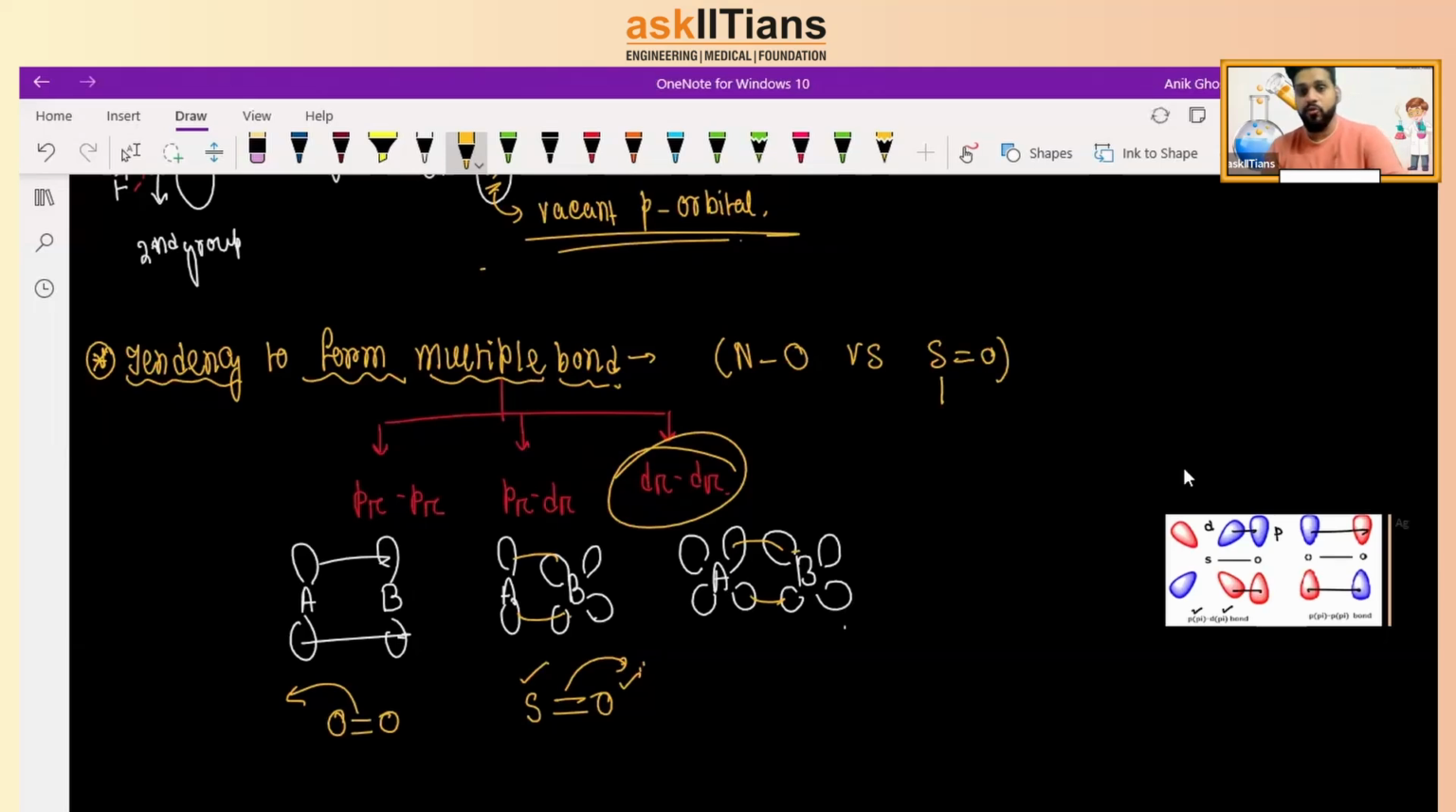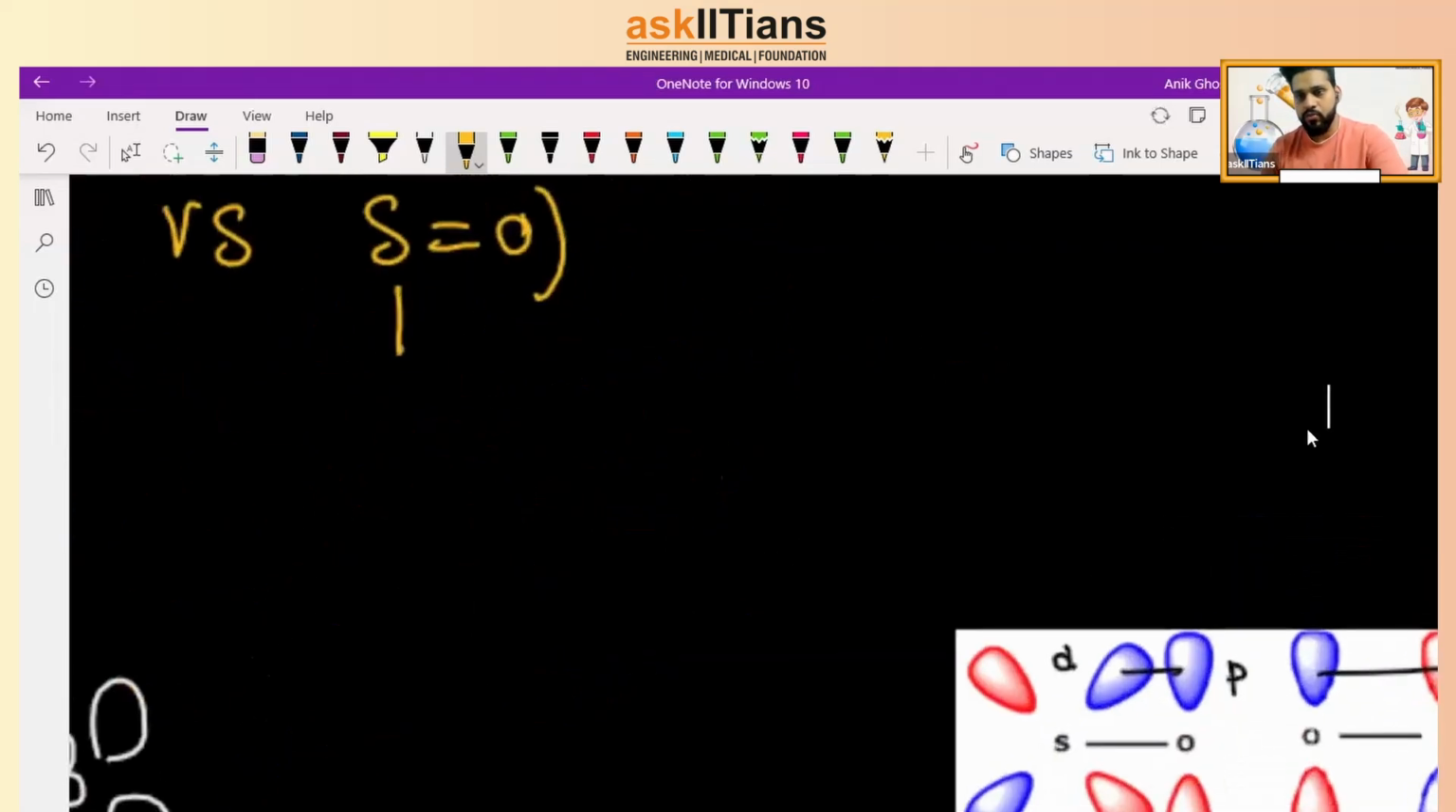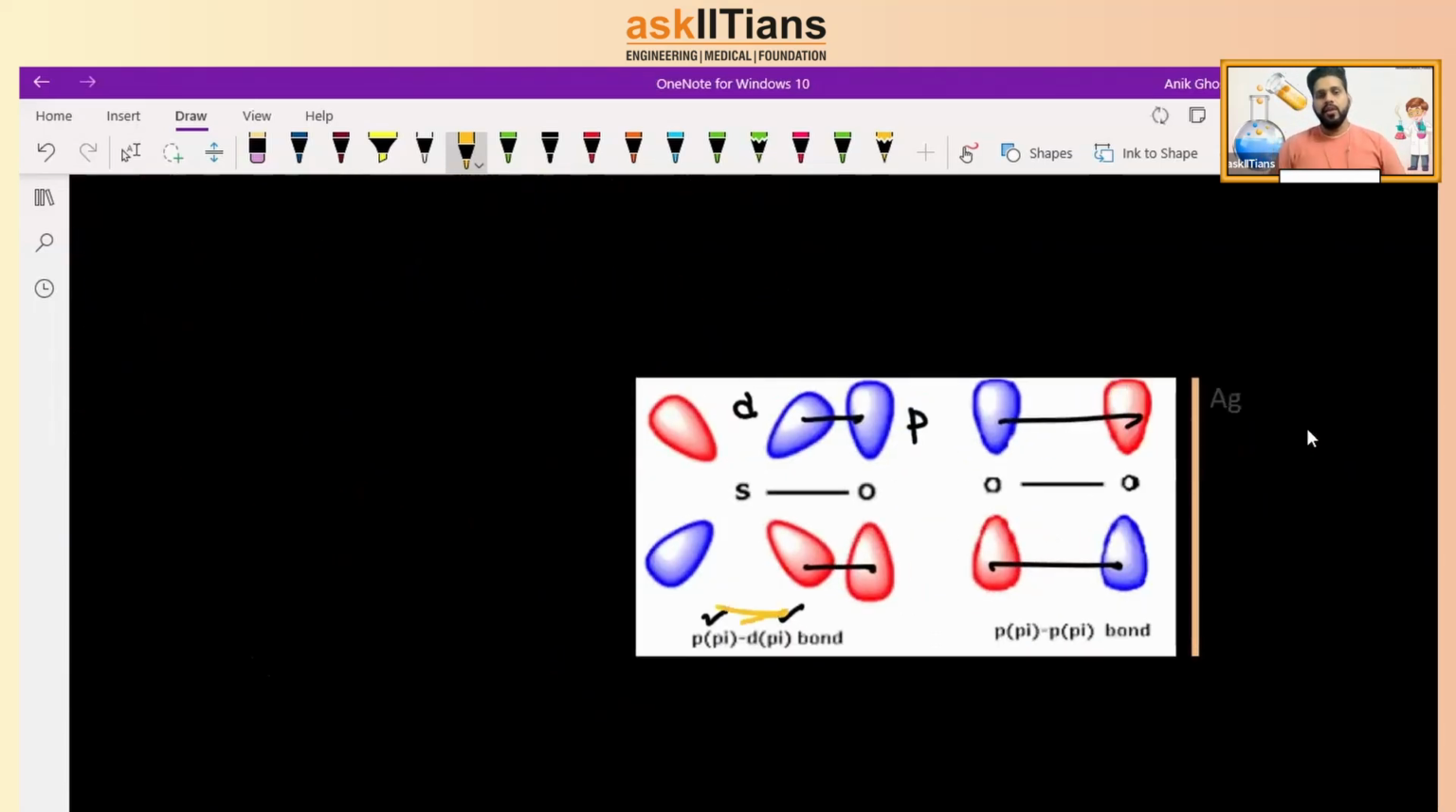Okay, as you can see, I have drawn two pictures as well. Here, in the p pi d pi, what am I showing you? That here the d orbital of sulfur and the p orbital of oxygen are combining together to make the double bond character. So this pi bond is made up of this overlap.